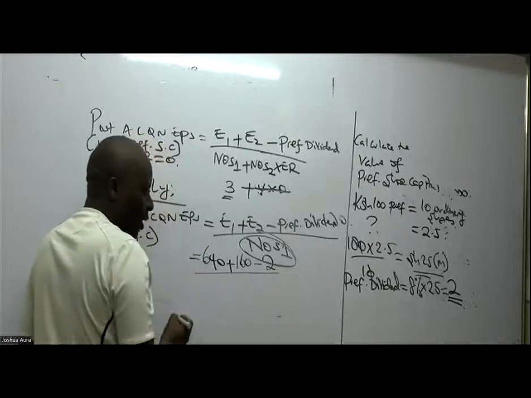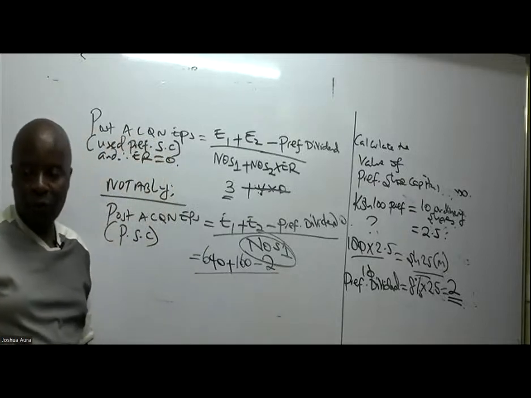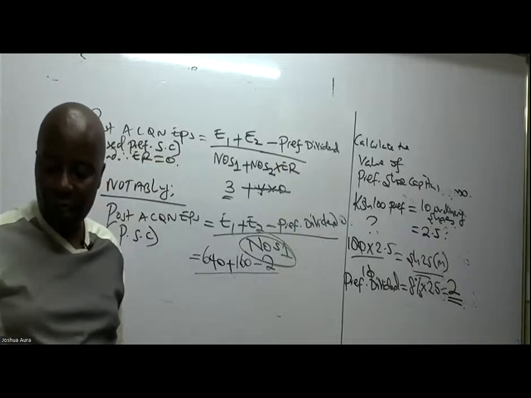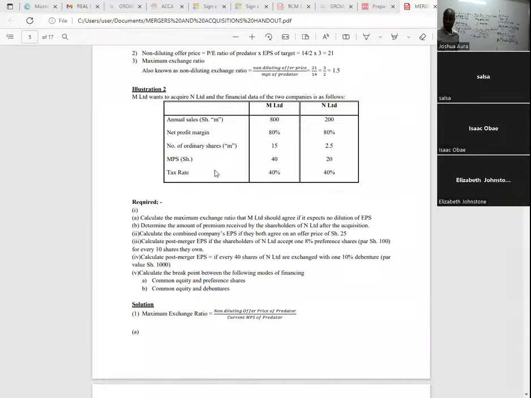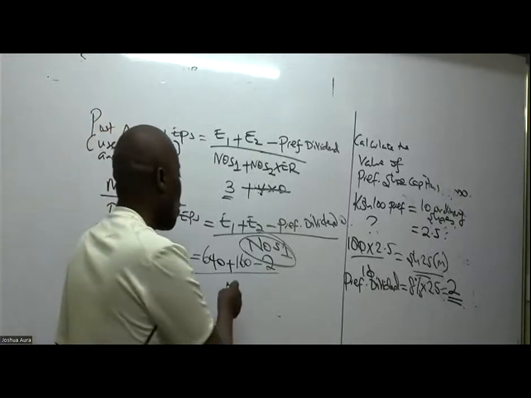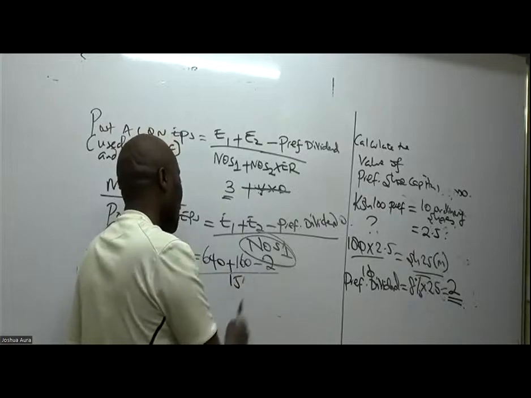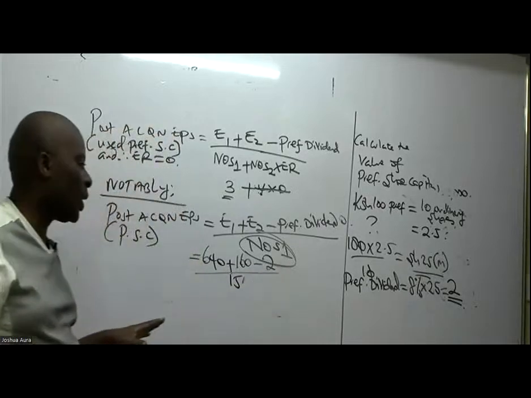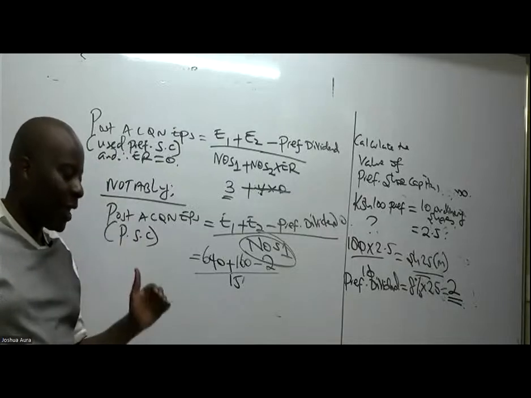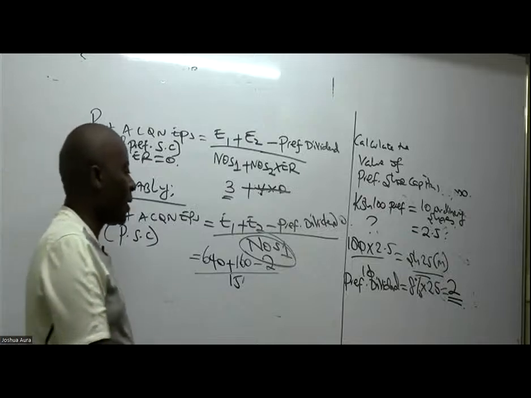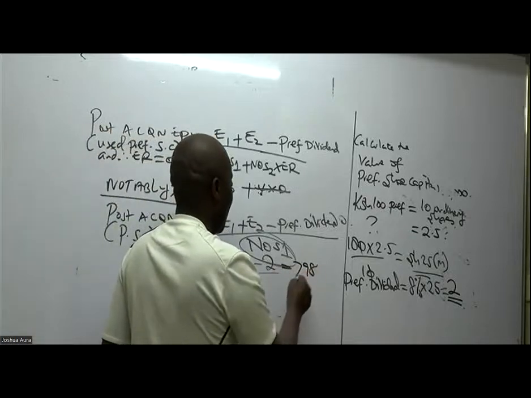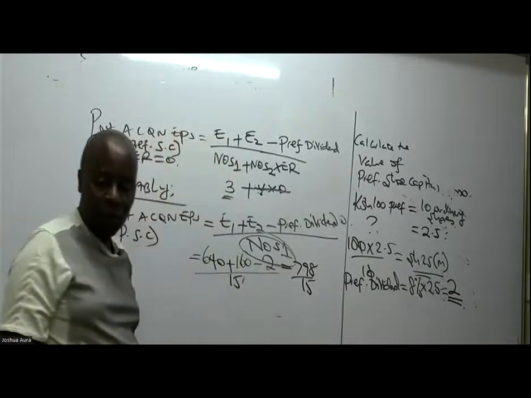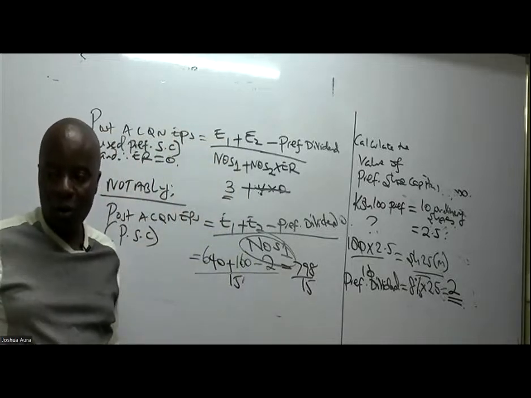How about the number of ordinary shares of the first company, which is company M? You are giving me a figure of 15. So divided by 15. Here you have to go slowly. First of all, get the numerator: 640 plus 160, that is 800, minus 2, that is 798. So we have 798 divided by 15. That's how you do it. So 798 divided by 15 gives me what figure at the end of the day?